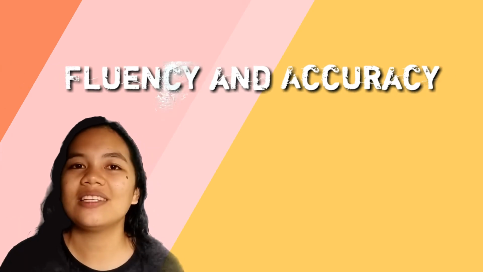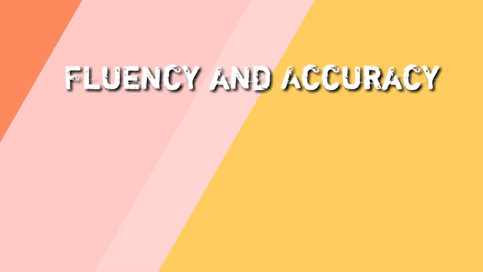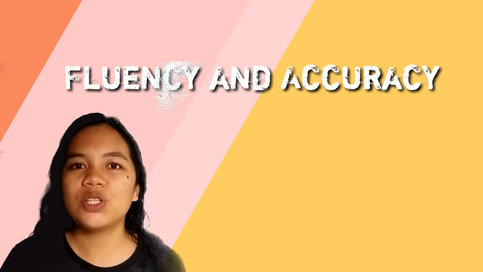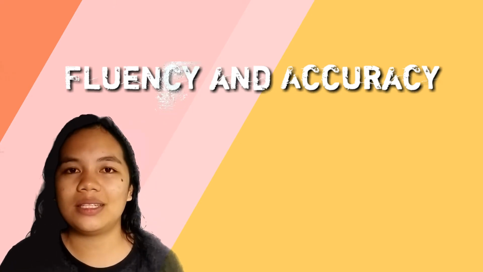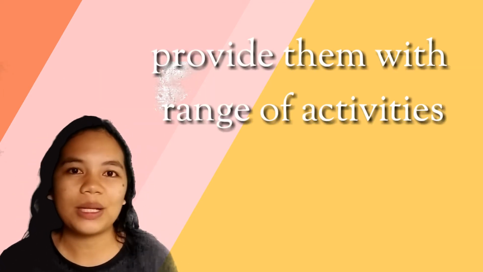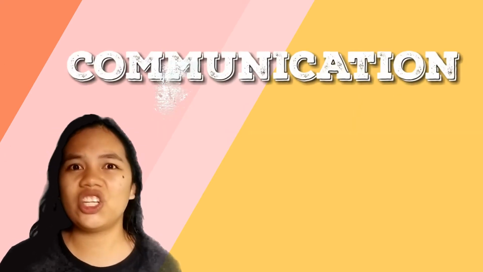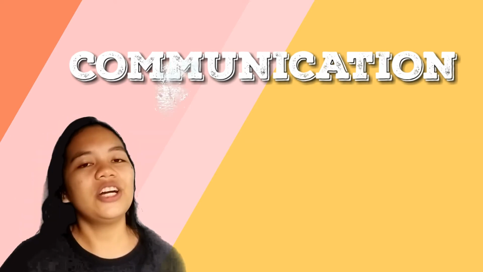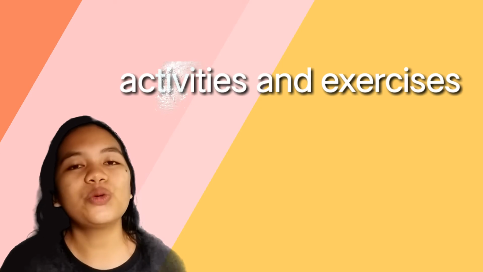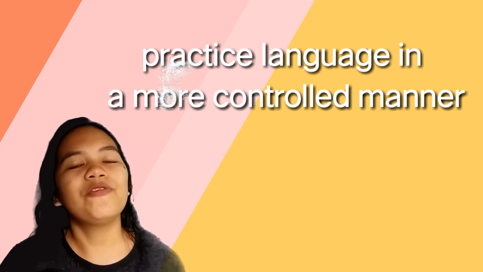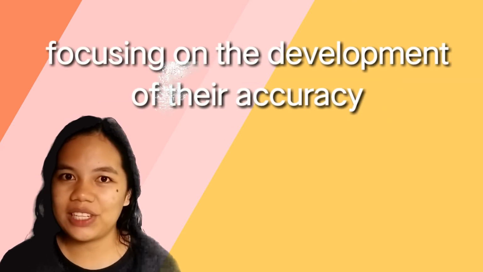In communicative approach, fluency and accuracy practice is very important because it helps learners to develop their communicative competence. Apart from this, it is also important to provide them with a range of activities. Although the ultimate aim of this communicative approach is genuine communication, there is also room for activities and exercises that ensure students practice language in a more controlled manner, focusing on the development of their accuracy.